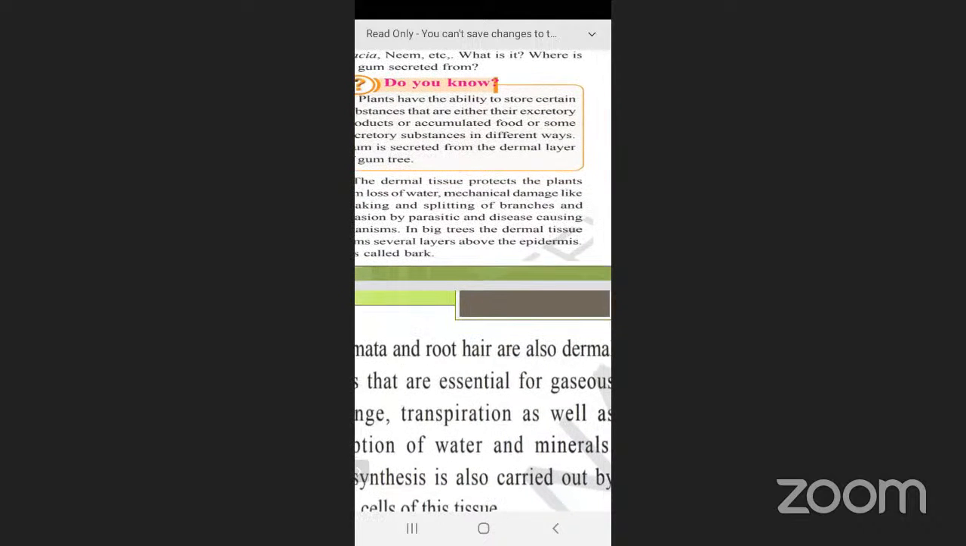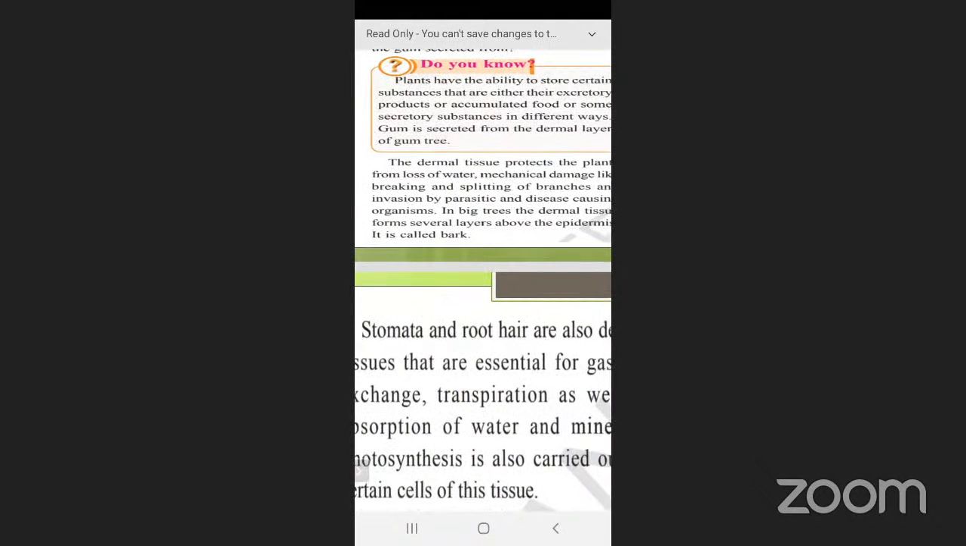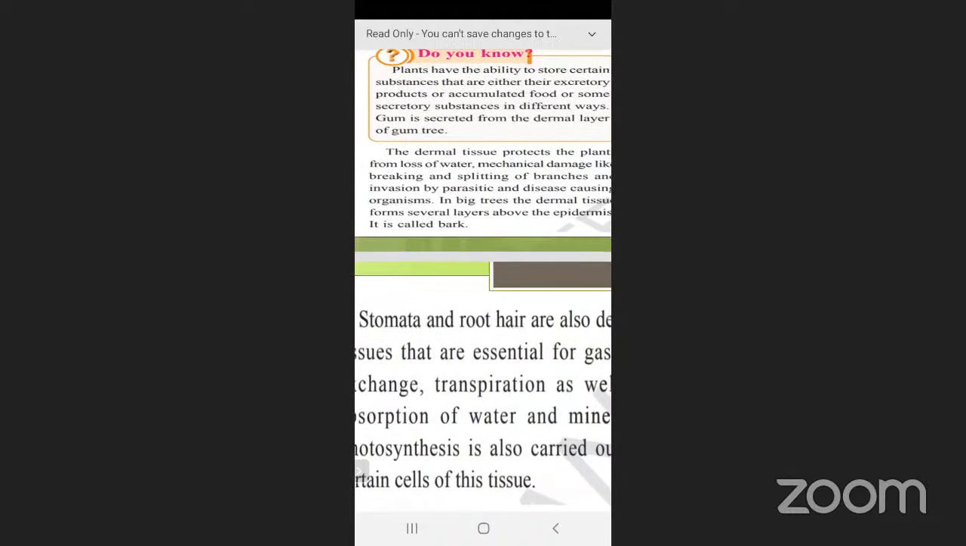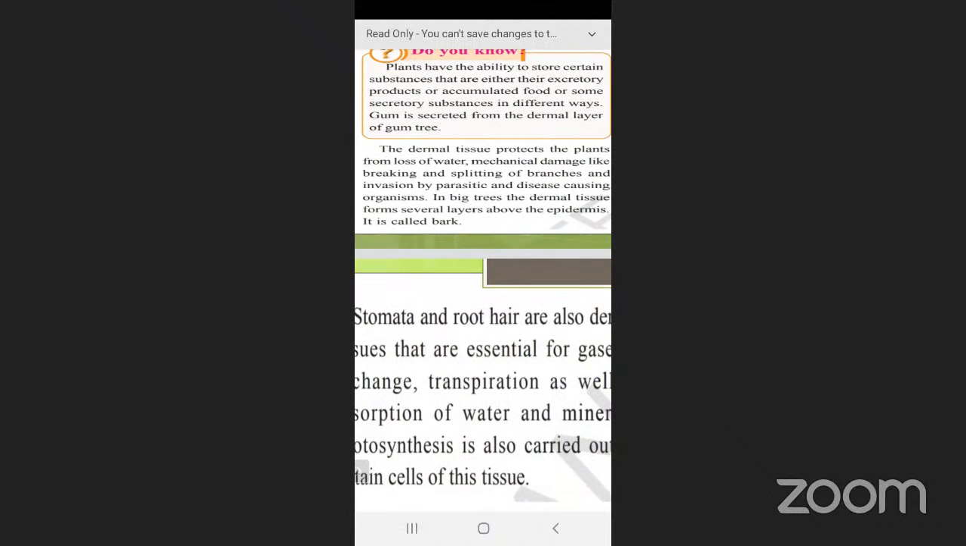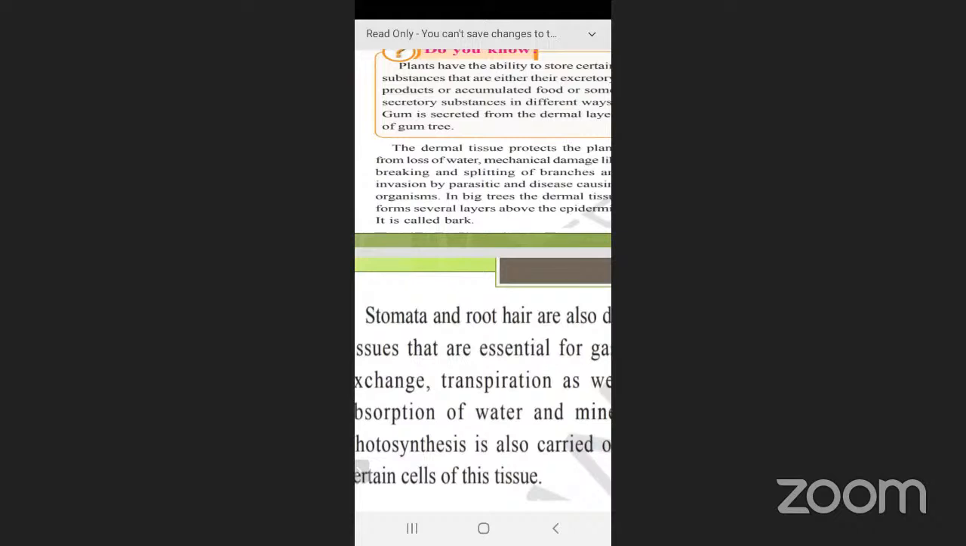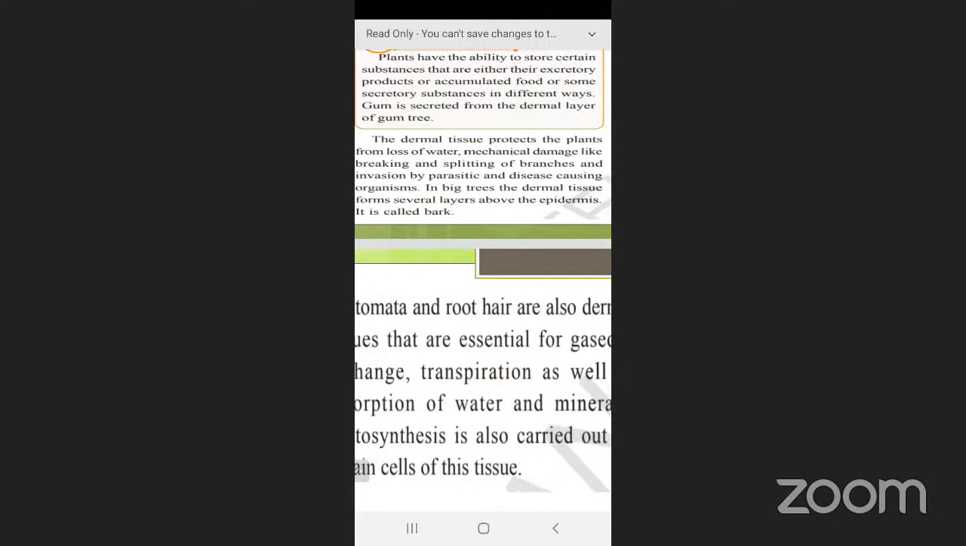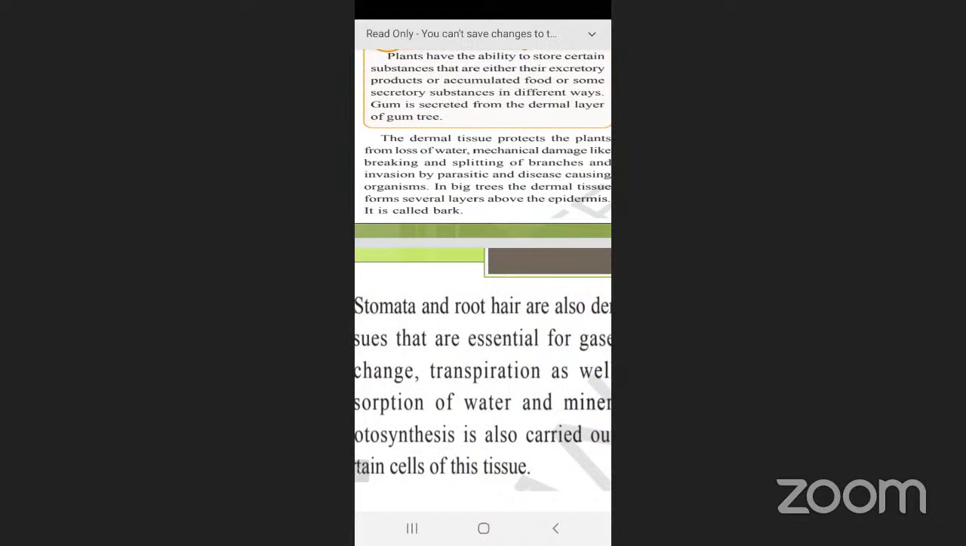Here, in bigger trees, the dermal tissue forms several layers above the epidermis. It is called the bark. Okay, in big trees, the dermal tissue forms several layers above the epidermis. It is called a bark.